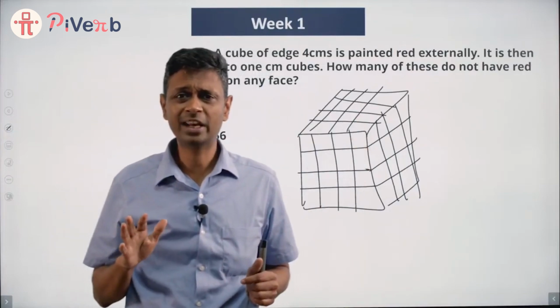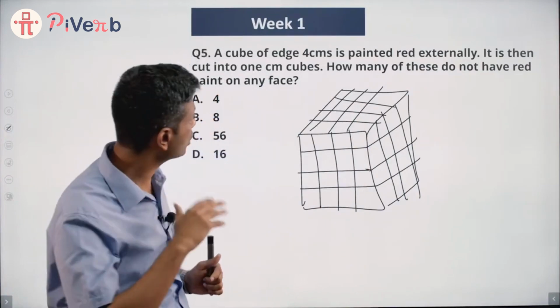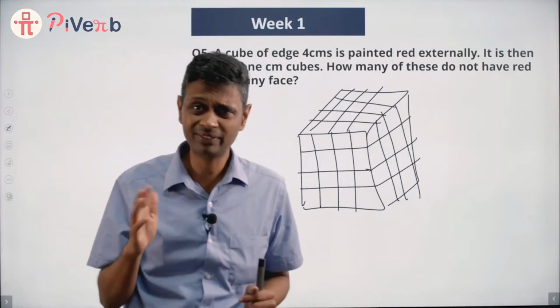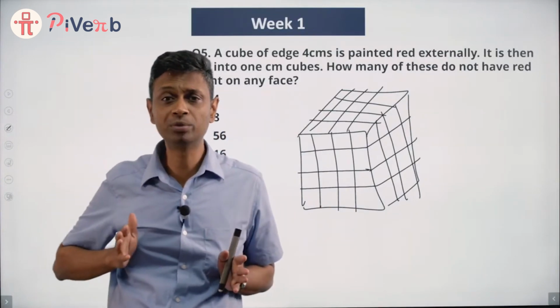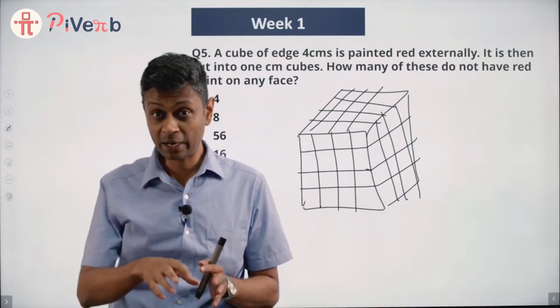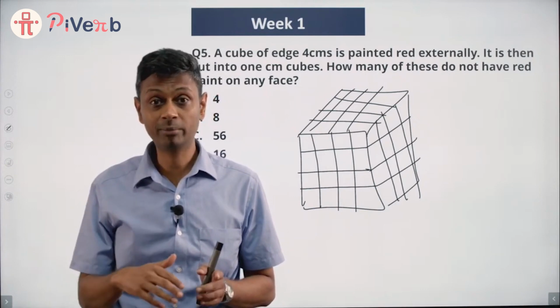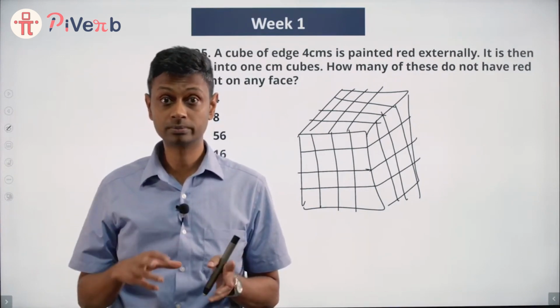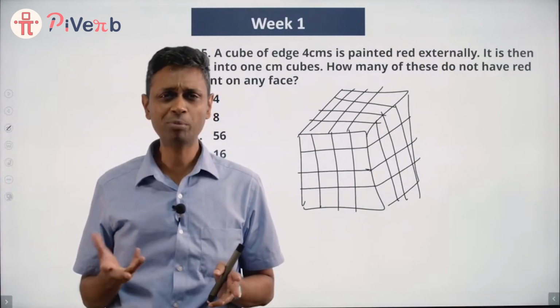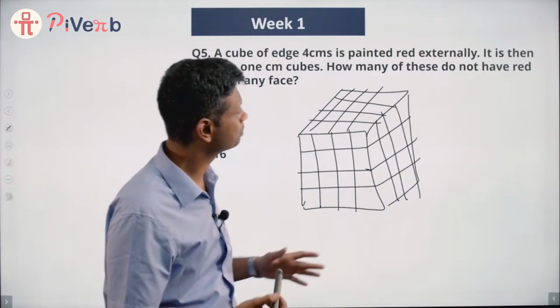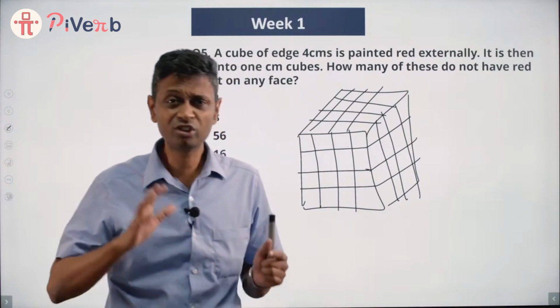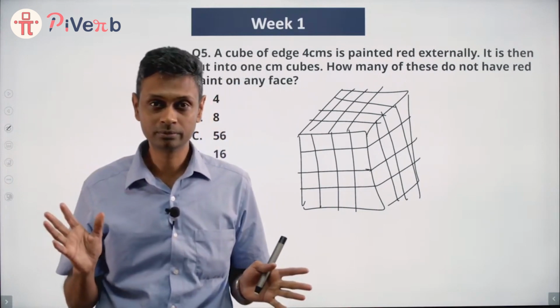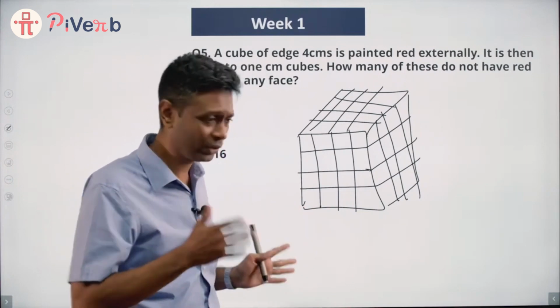First of all, let's forget about how many will not have red paint on any face. Let's think about how many such cubes are going to be there. You have an 8 by 8 chessboard. How many squares will be there? 8 into 8, 64. You have a 4 by 4 by 4 Rubik's cube. How many cubes will be there? 64 of those cubes will be there when you cut them.